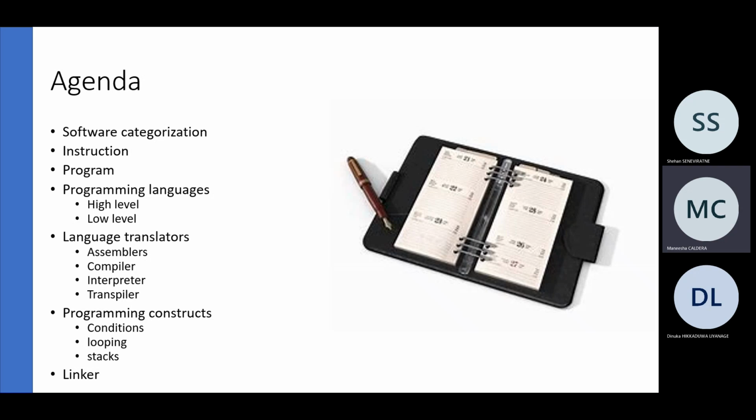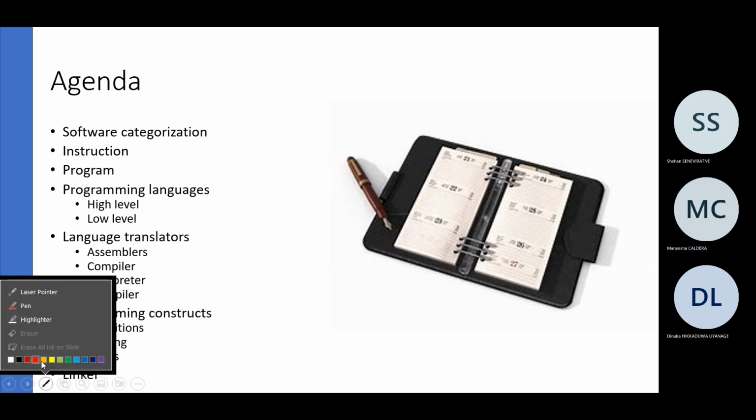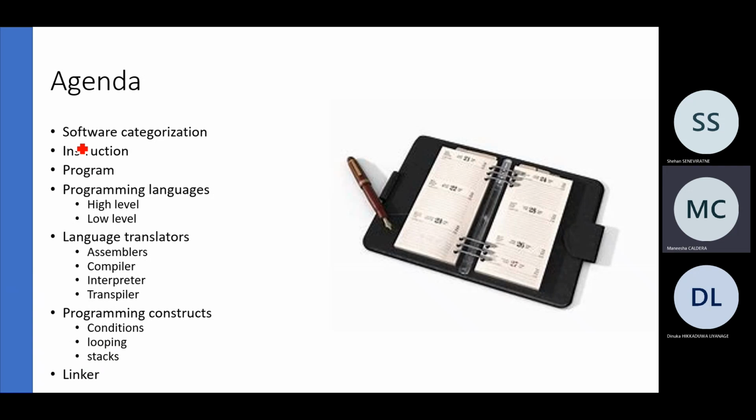Today's agenda would cover some high-level discussions, especially software categorization. At the beginning, I think you know about this. What is software categorization? What are instructions and how do these instructions work? At the moment, you have some understanding of what a program is, up to some extent, and we are mainly focused on high-level and low-level programming languages. Then some translators, especially assemblers, compilers, interpreters, and transpilers.